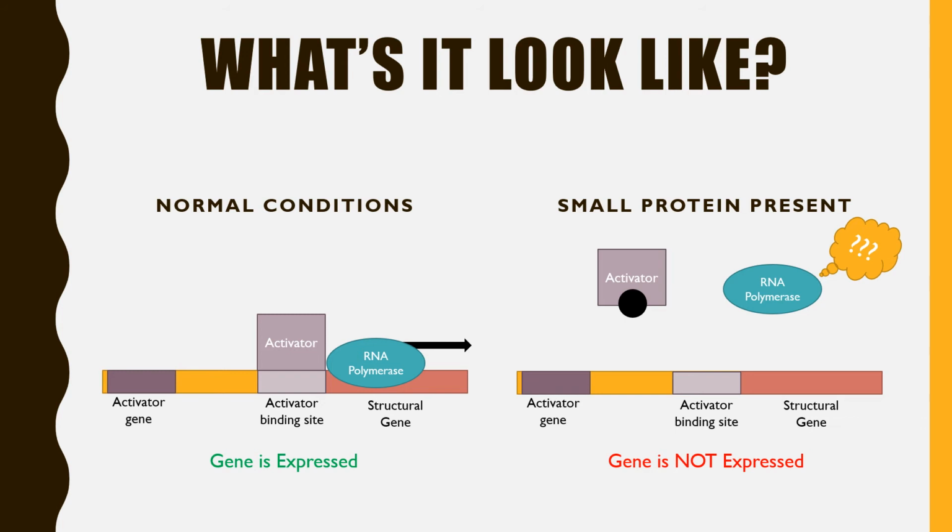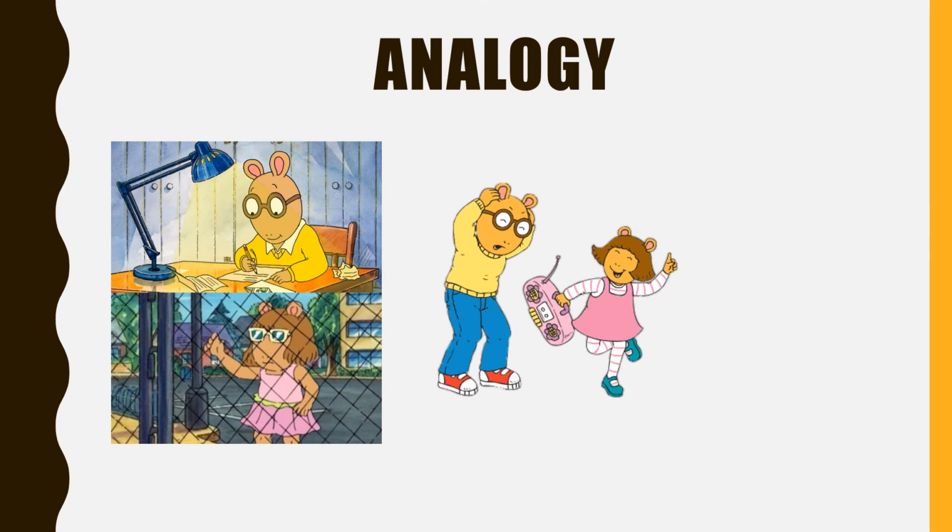of genetic regulation. This can be a little confusing, so here's an analogy to help you wrap your head around it. Arthur's a very studious little aardvark. He usually gets the bulk of his homework done while his sister DW is at the park with her friends. However, DW recently got a new radio. Now, instead of going to the park after school, she stays home and listens to her radio. Now that DW has her radio, Arthur can't concentrate, and therefore cannot complete his homework.